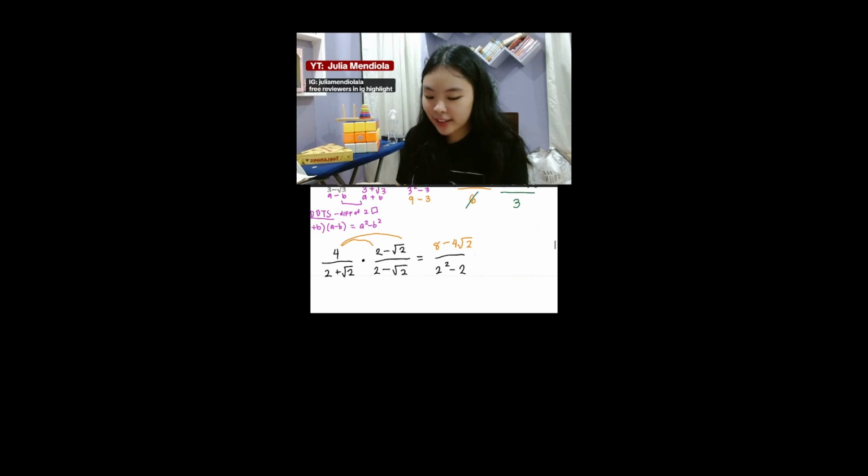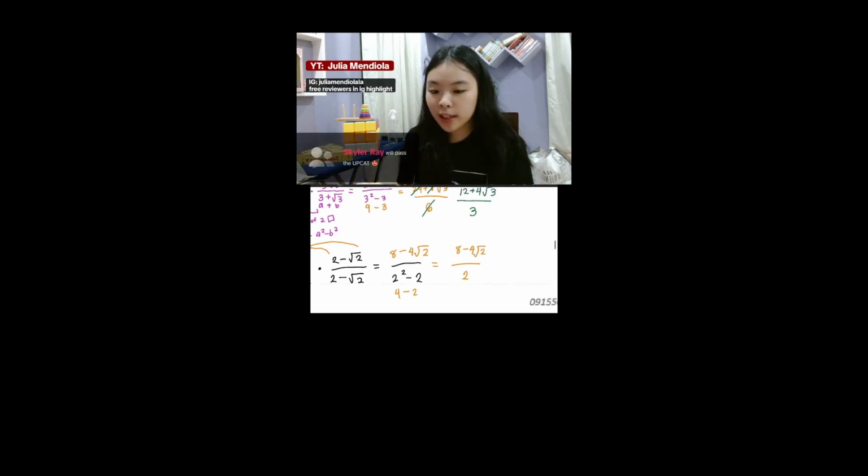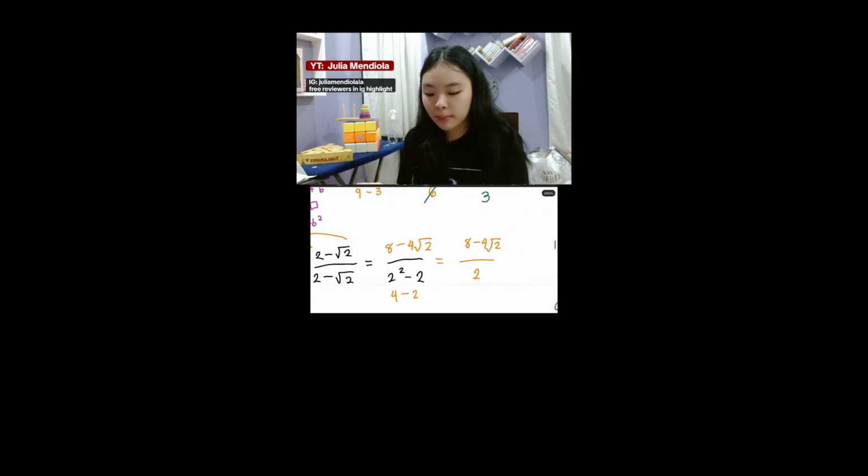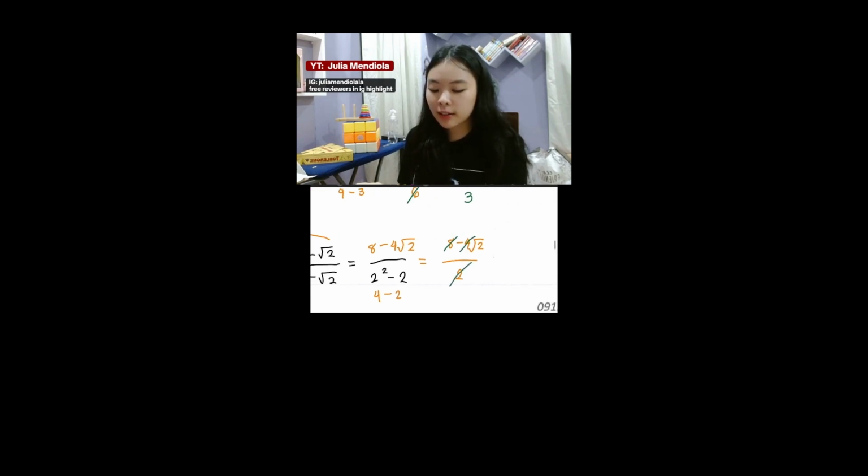Now we have this. What's gonna be next? What we're gonna do is simplify again. 2 squared minus 2, that's 4 minus 2, will give us over 2. Tapos ang taas ay 8 minus 4 square root of 2. Now, pwede pa rin ba to i-simplify? Pwede pa rin kasi divisible ang 8 by 2. Ito divisible by 2, ito divisible by 2. So, makakancel ang 2 sa ilalim, kaya that will give us 4 minus 2 square root of 2.